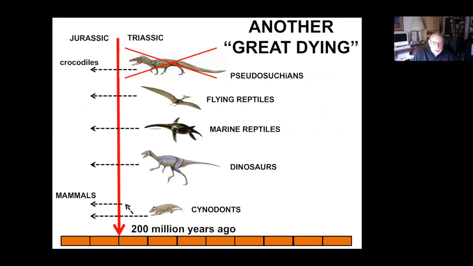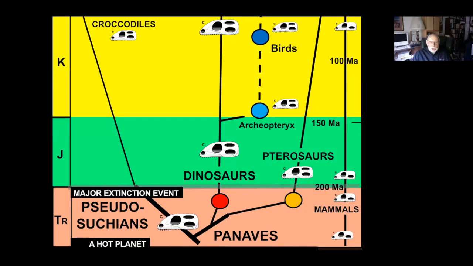In any event, they survived, and the marine reptiles, the cynodonts, the flying reptiles, all survived into the Jurassic period from the Triassic. But the pseudosuchians, actually, I think they survived, but they were substantially reduced. They were no longer the rulers of the world, and they were mostly crocodiles and crocodilians at that time. So this is basically the pattern that happened, and we went from this hot planet to a much cooler planet at the end of the Triassic.